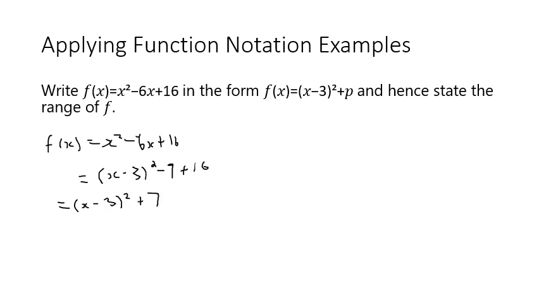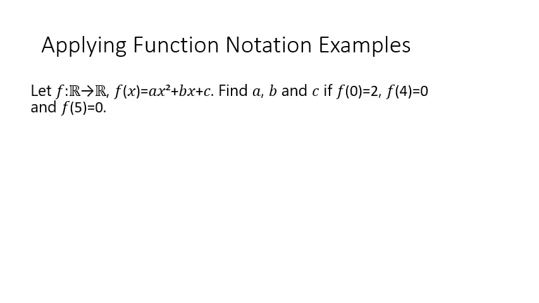And now it wants us to state the range of f. Because this value of x is being squared, we know that the lowest it can be is when our brackets is equal to 0. And when our brackets is equal to 0, y is equal to 7. So our lowest value of y is 7, and our highest value goes to infinity. So our range would be equal to square bracket 7, since 7 is included in our range, comma, infinity.